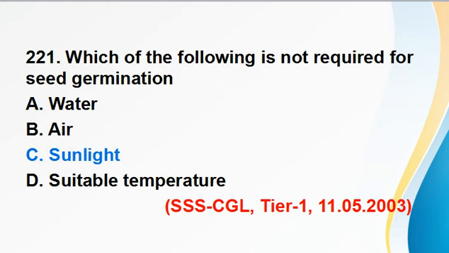Now question number 221. Which of the following is not required for seed germination? A. Water, B. Air, C. Sunlight, D. Suitable temperature. So friends, for seed germination we need water, air, suitable temperature, but they don't require direct sunlight for germination.